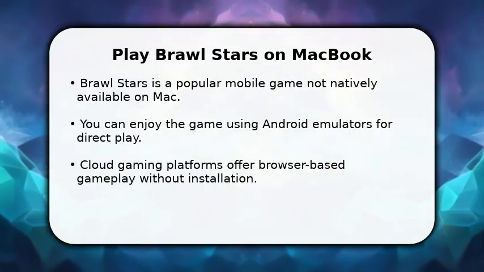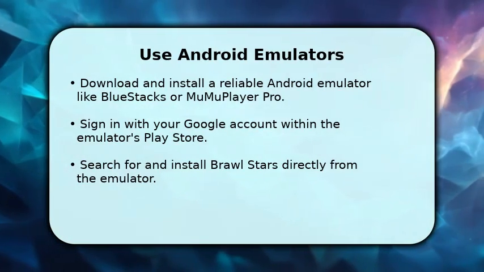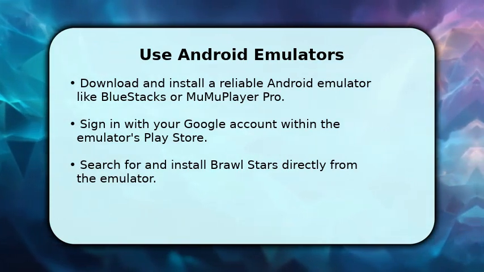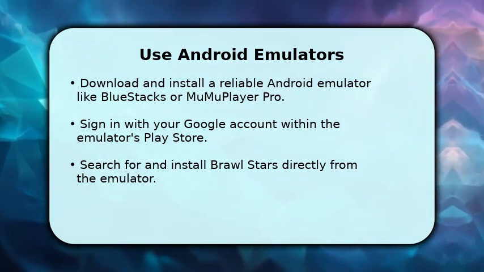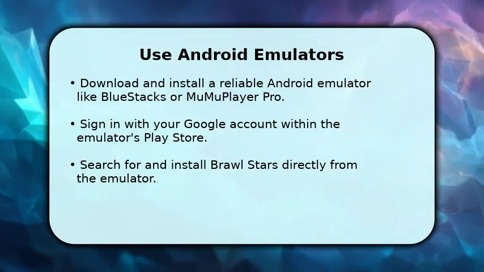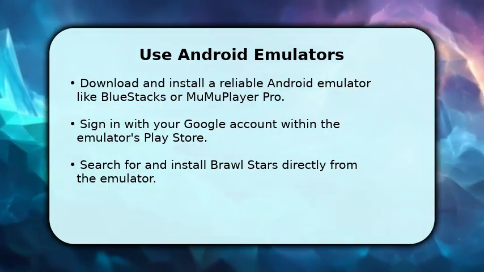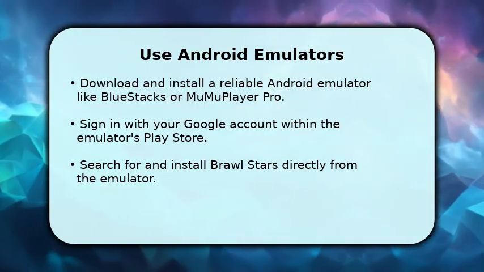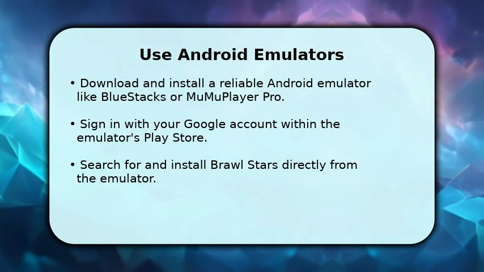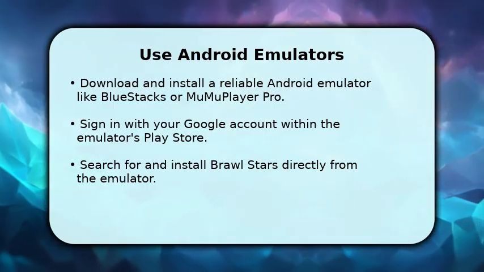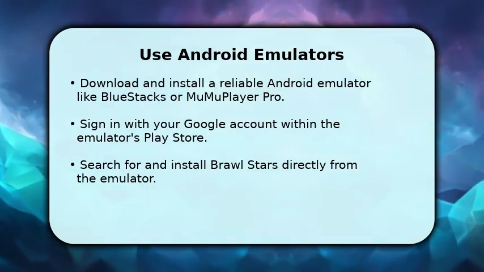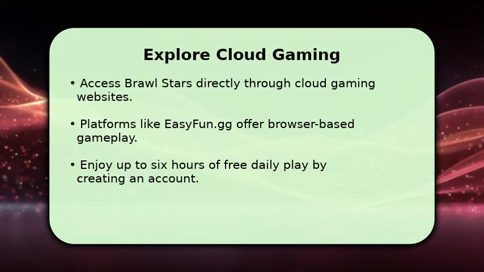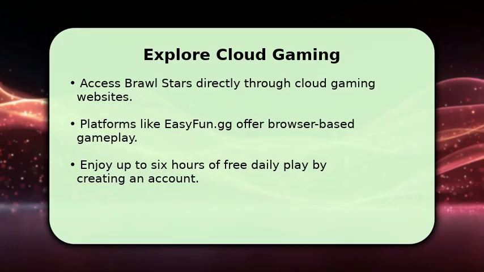Get ready to brawl. Android emulators are a fantastic way to bring Brawl Stars to your Mac. Simply download and install a trusted emulator such as BlueStacks or MuMu Player Pro. Once installed, open the Google Play Store within the emulator, sign in with your Google account, and then download Brawl Stars. These emulators often provide custom key mapping, allowing you to use your keyboard and mouse for precise control and a smoother gaming experience.